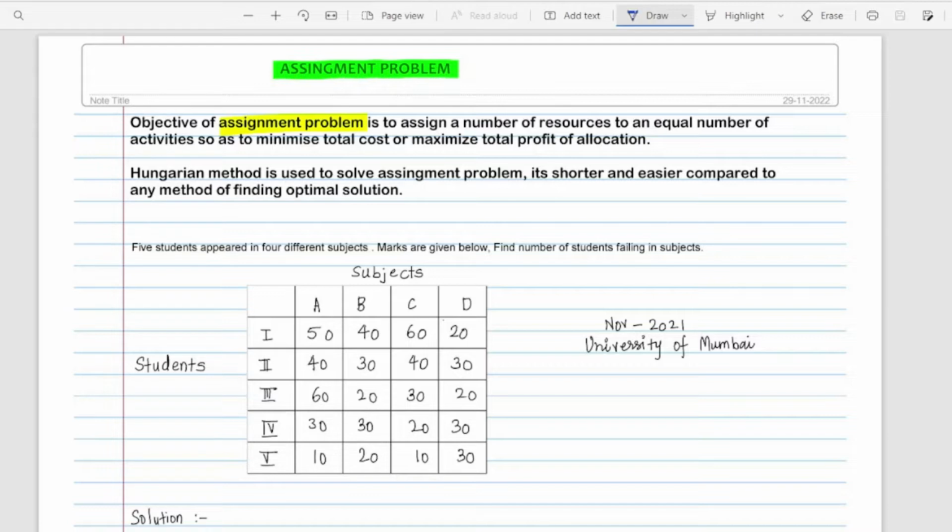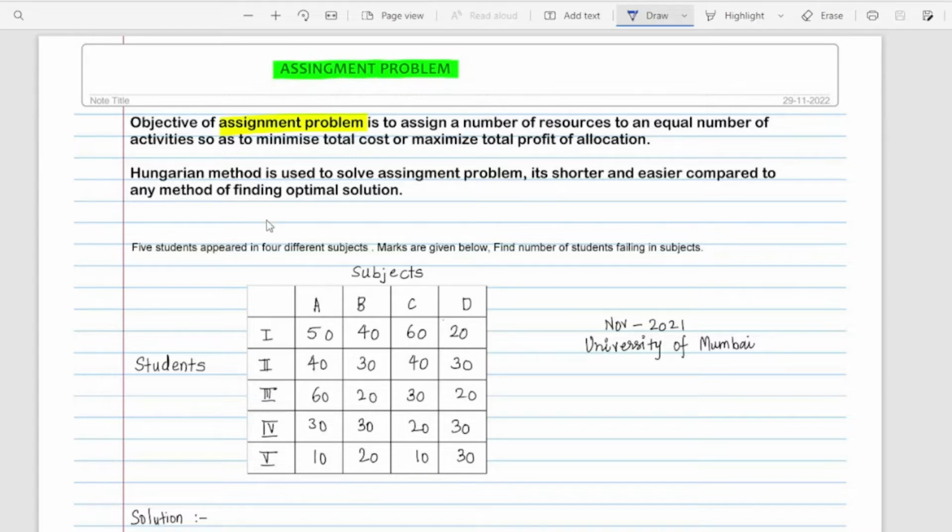In the previous video we discussed minimization of total cost and maximization of total profit of the assignment problem for balanced examples. In this video we'll be discussing an unbalanced example of the assignment problem using the Hungarian method. So let's begin with the question.